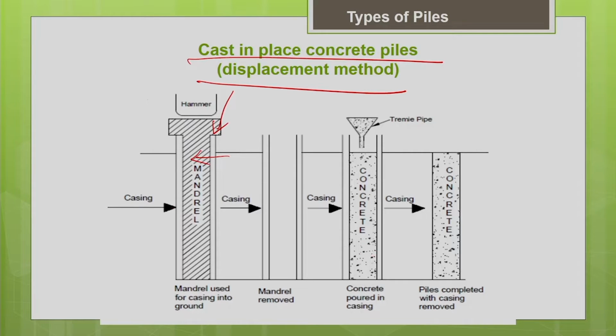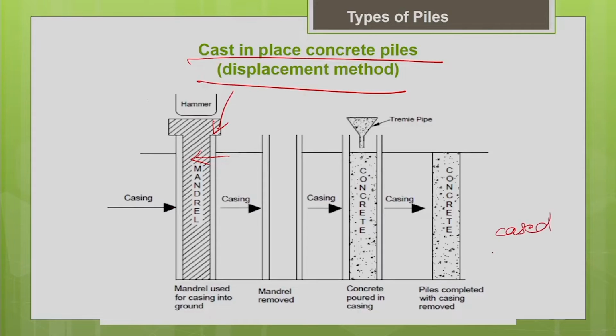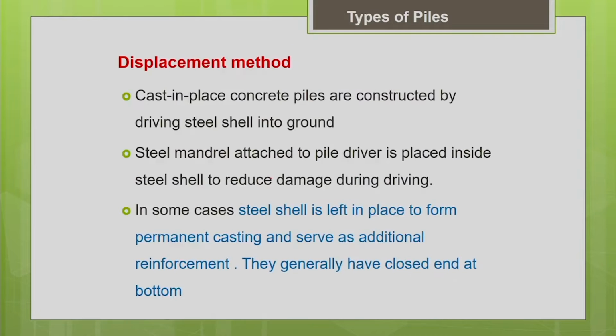So, after that, you can remove the casing if needed, or in some cases they leave the casing permanent, so that it can act like an additional reinforcement to your pile. Okay. So, if you leave the casing, it is called as cased pile, or if you remove the casing, it is called as uncased pile. Okay. So, basically when the casing is closed at bottom, it means that you are going to leave it permanent. So, the open casing, the casing which is open at the bottom, we remove it and reuse it. So, this is a displacement method, because this driving mechanism will displace the surrounding soil.